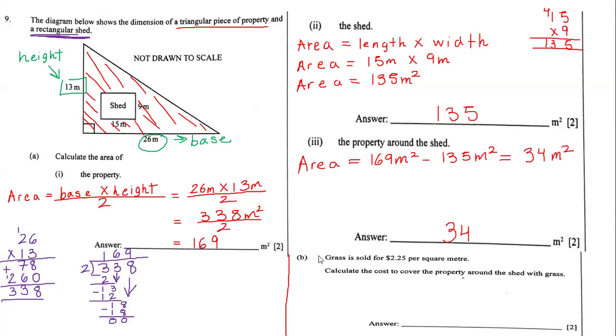Rashadne, read part B for me, please. We can't hear you. Can you hear me? Yes, I can hear you now. Grass is sold for $2.25 per square meter. Calculate the cost to cover the property around the shed with grass. Very good.